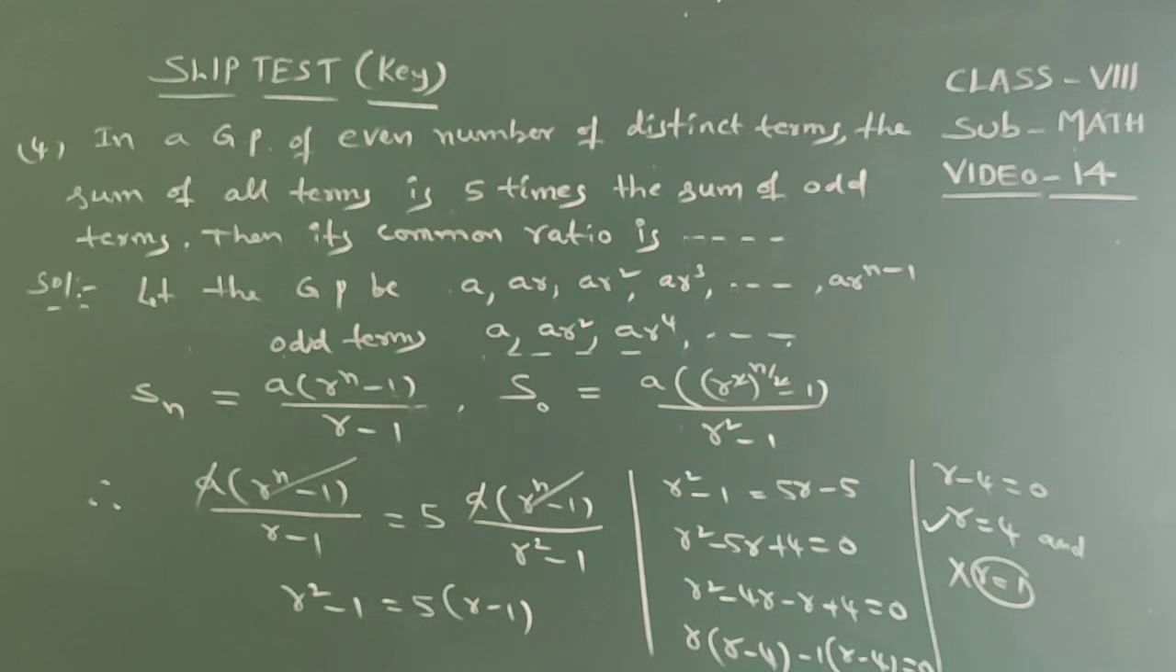In another case, R minus 1 equals 0 means R equals 1. But when R equals 1, the sum formula fails. If you substitute it instead of R, 0 by 0 occurs. That's why R equals 4 is the required answer. R equals 4 is the required answer.